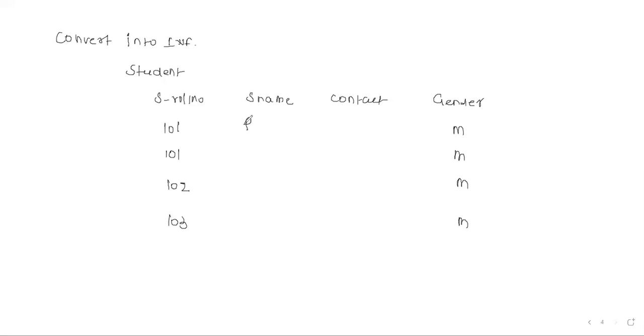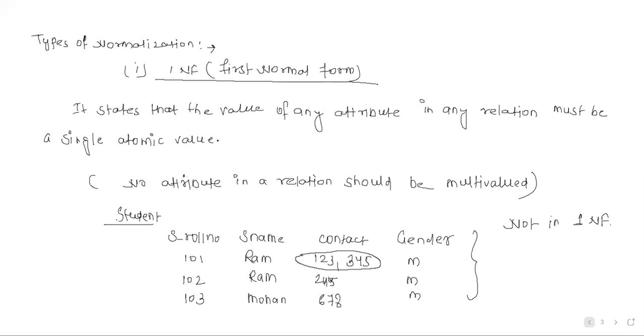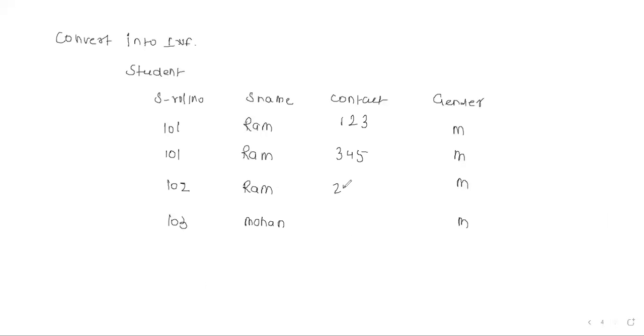So what exactly are we going to do? Here it will be Ram, Ram, and also Ram. It is Mohan. Now, one time you will write 1, 2, 3. Next time you will write 3, 4, 5. Then 2, 4, 5, and 6, 7, 8. But we cannot say that here the records are repeated.